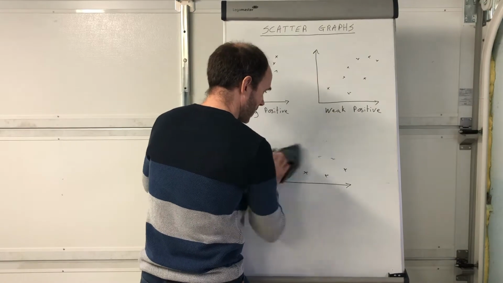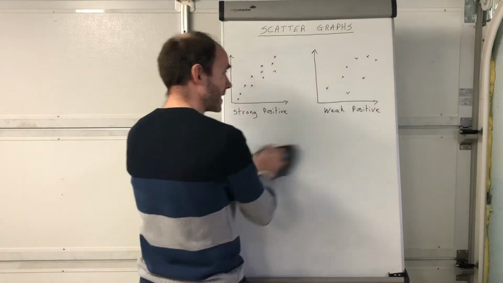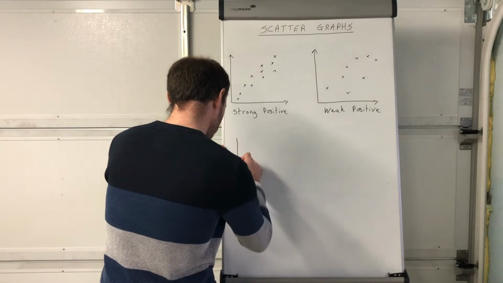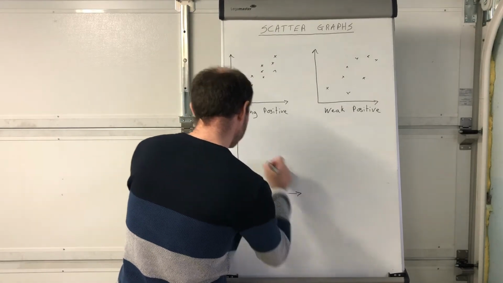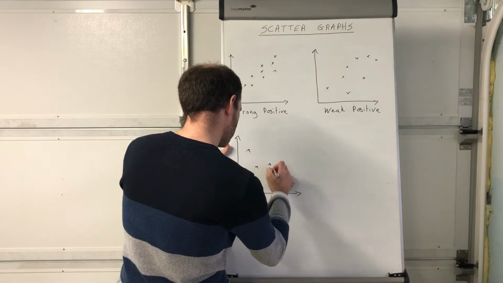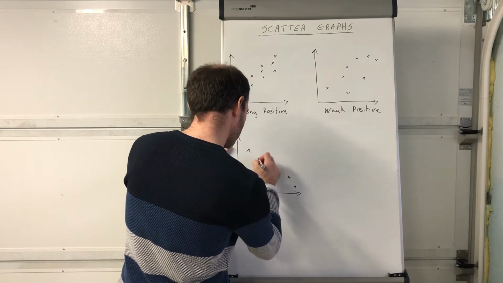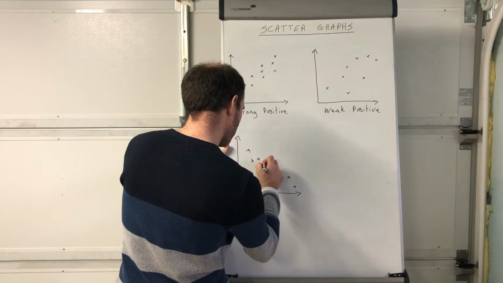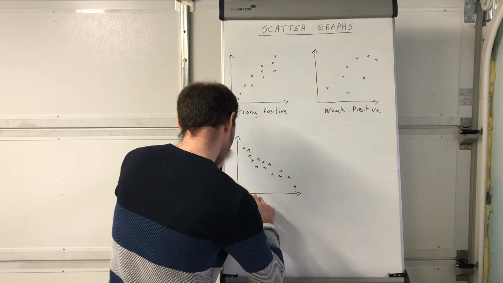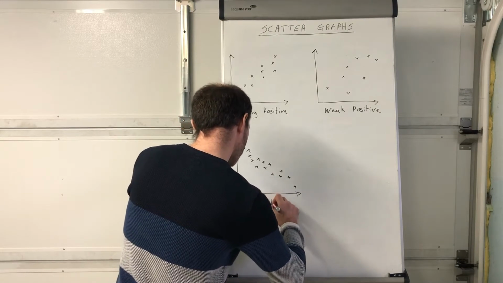And the final one is what's called a negative correlation. Do you know what the points look like? Let me just show you an example of a negative correlation. It might be the case that the points look something like this. So we draw a few more. And I've tried to make it look like there's a strong negative correlation there.